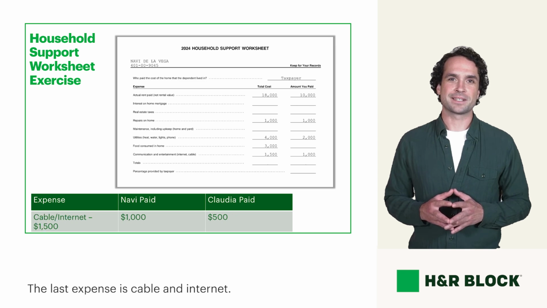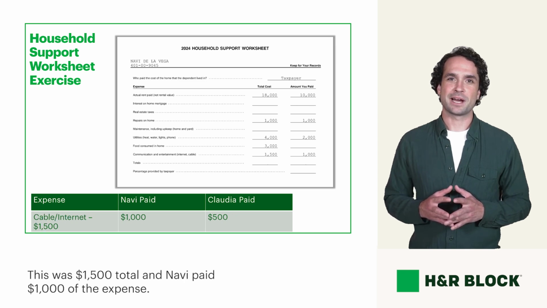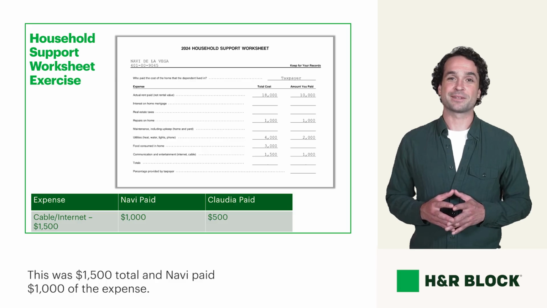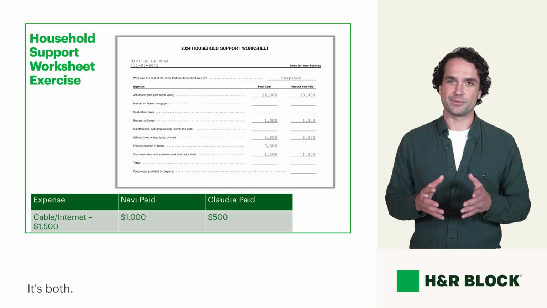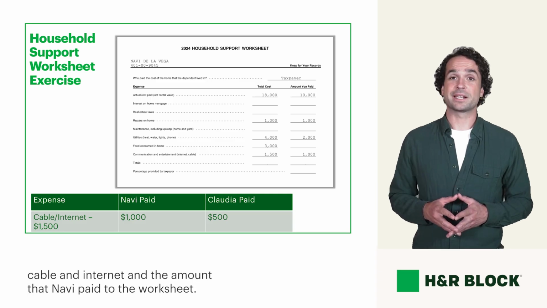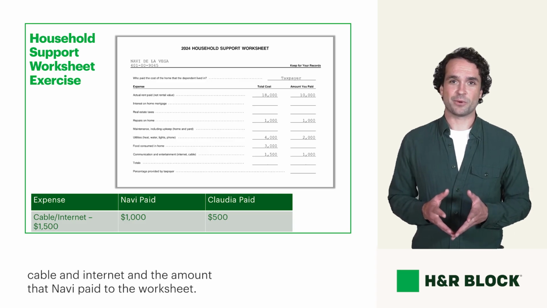The last expense is cable and internet. This was $1,500 total, and Navy paid $1,000 of the expense. Is this an expense for Sunny's support or the household support? It's both. We'll add the total for the cable and internet and the amount that Navy paid to the worksheet.